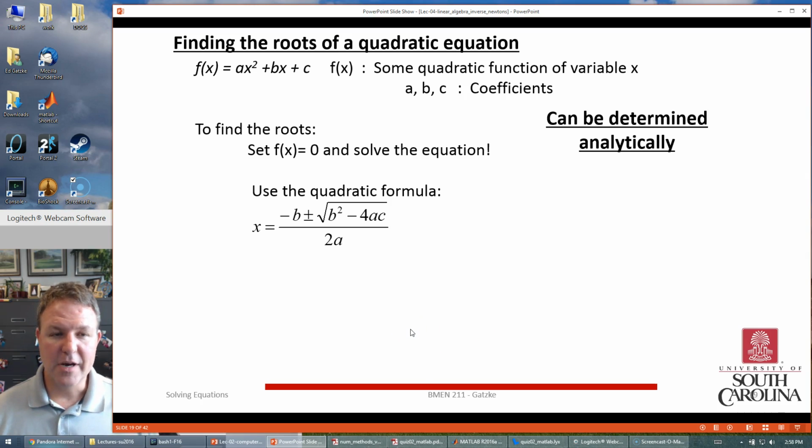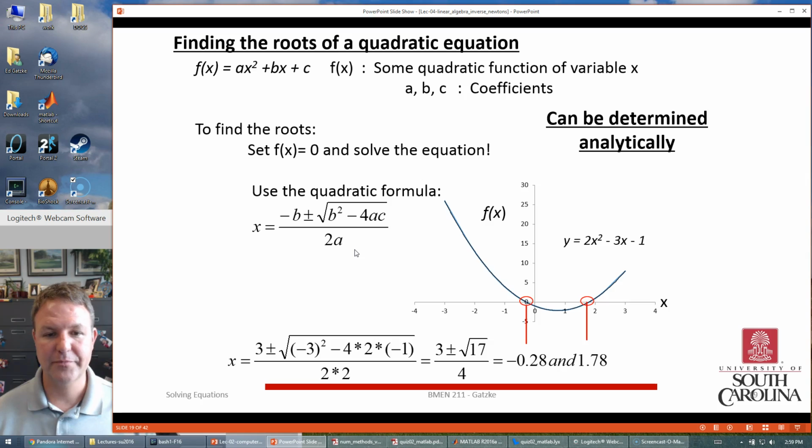For quadratic equations, ax squared plus bx plus c, you know the solution is the quadratic formula. We can determine this analytically because we have the quadratic formula. And there are formulas for higher order polynomials as well. So for a given polynomial with actual coefficients, we plug in the quadratic formula and we get two solutions. Oh, look, there are two solutions as expected.